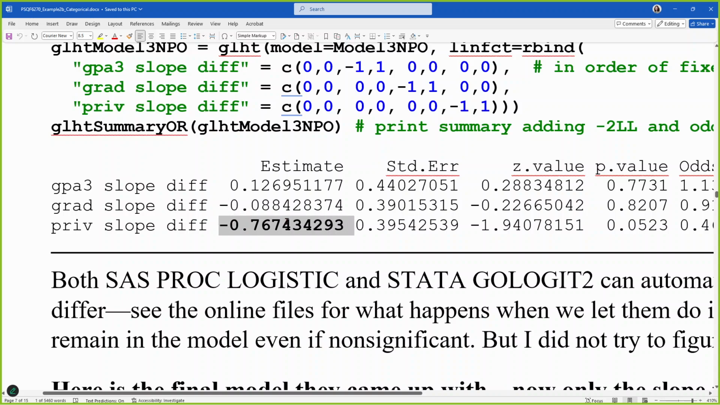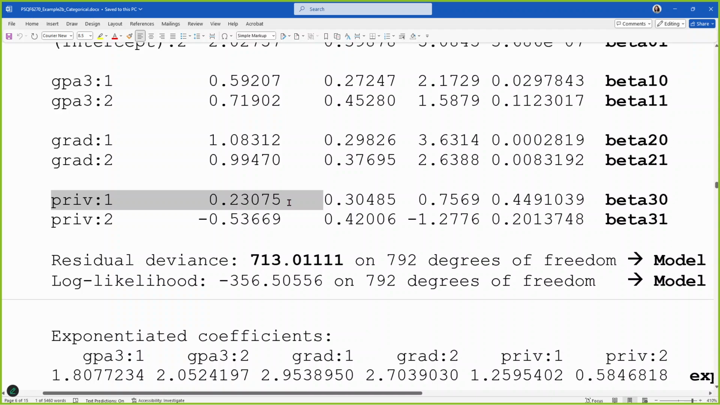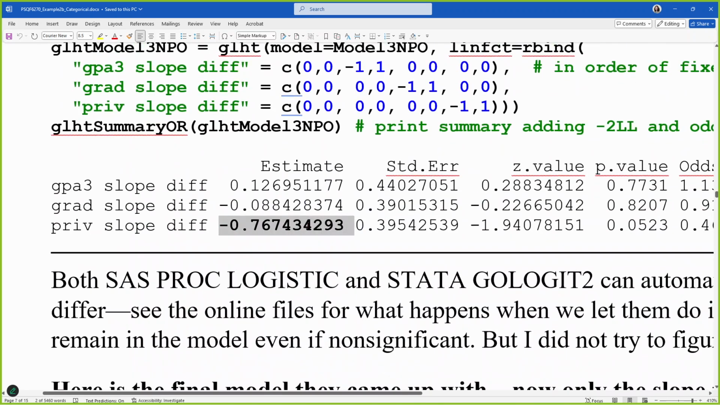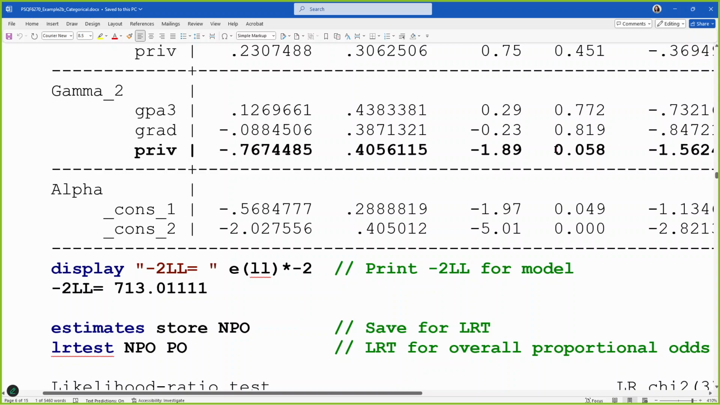And for this one, I believe it actually switches sign. Yeah, so private has a positive effect in the first submodel. It has a negative effect in the second one. And the difference between those numbers is this. So it starts out at positive 0.2, and then it comes all the way down to negative 0.5. So the discrepancy is this. And I get the same, actually not quite the same. Let me show you the p-value. 0.058, according to Stata.